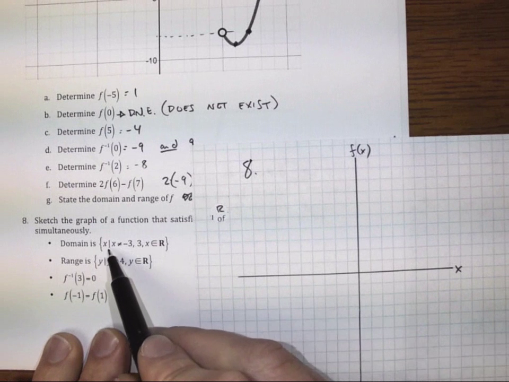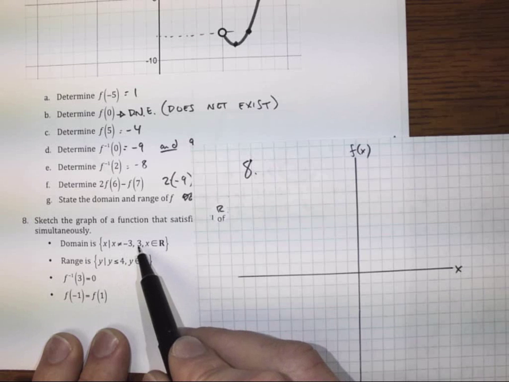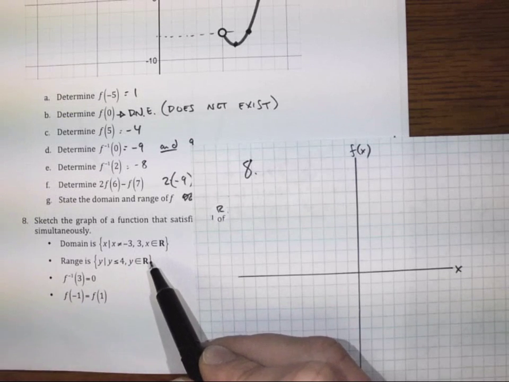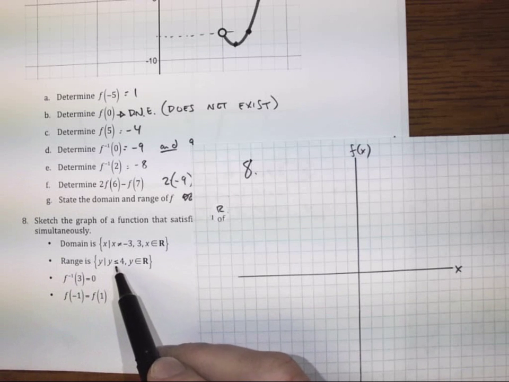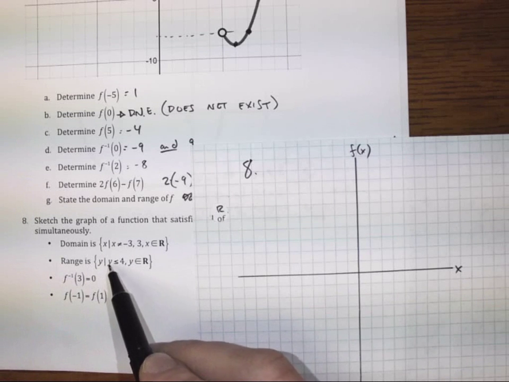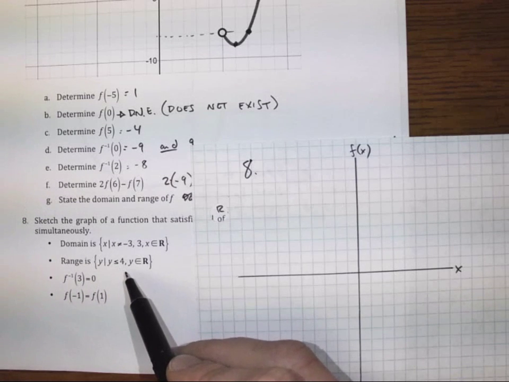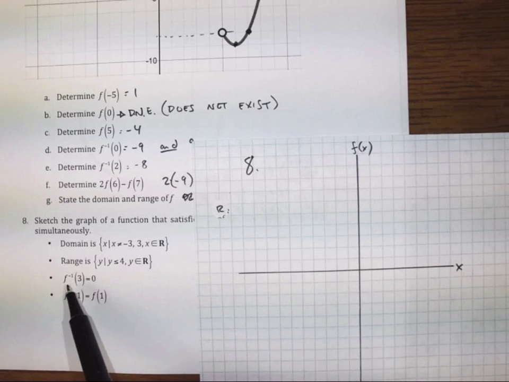We know the domain: x can't have an input of 3 or negative 3, but other than that, all the reals are in play. And the range says y is less than 4 or equal to it. So 4 is a max value, but other than that, we're talking about the reals.